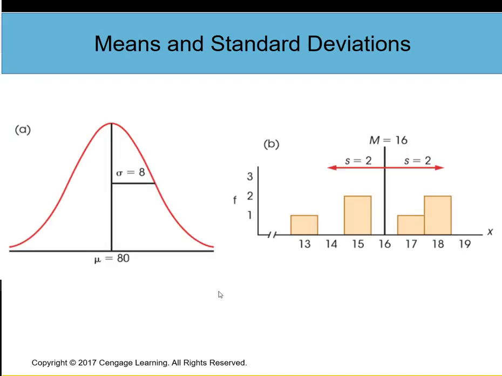So, looking at these two distributions, it's different for each distribution. Here we have a mean of mu at 80 with a standard deviation of 8. Here we have a mean of 16 with a standard deviation of 2. Each distribution is different. And here, if I were to have a score of 19, I'm far from the mean. I'm beyond the 2 standard deviations. I'm significant, or maybe not significantly, but I'm above the mean. Whereas here, if I have an 82, I'm not that far from the mean. I'm still within 1 standard deviation.